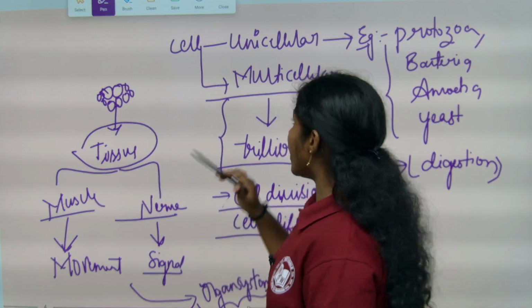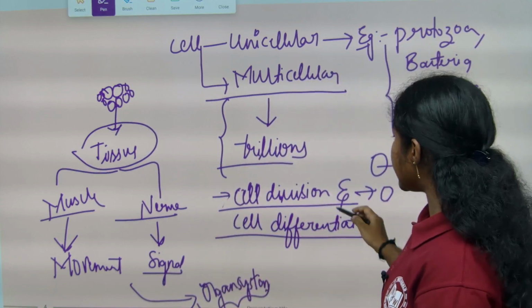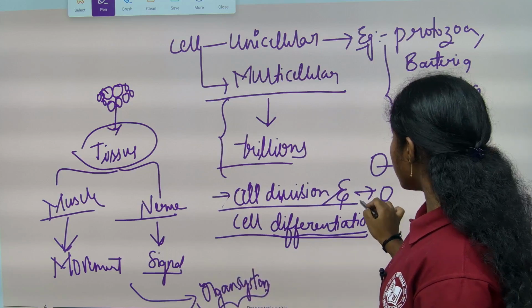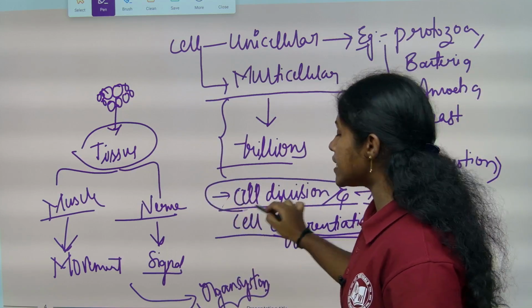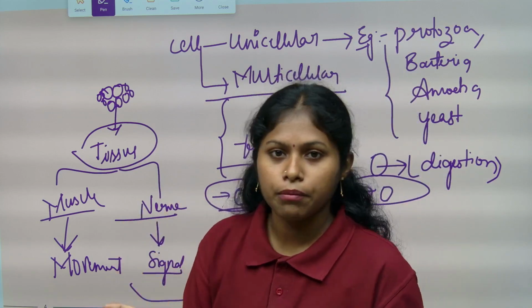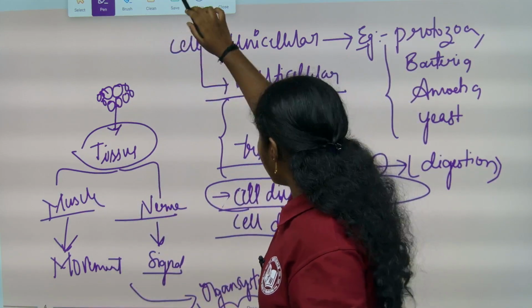Right children? So in multicellular organisms, mainly cell division and cell differentiation are what we are focusing on, because without cell division the cells cannot increase in number. By division only they become more in number. Cell differentiation is nothing but groups of cells forming together and qualitative changes for specific roles happening. So that is why cell division and cell differentiation play a very key role in multicellular organisms.